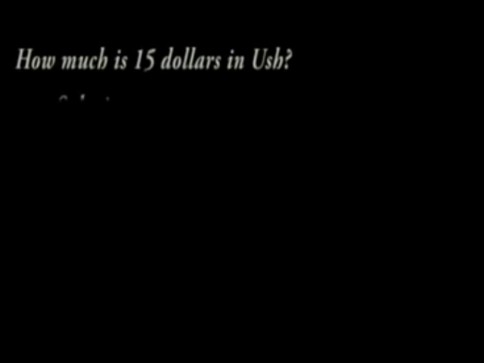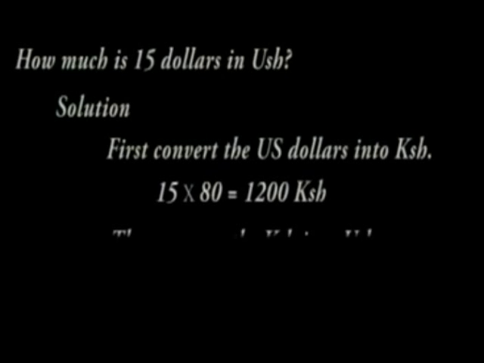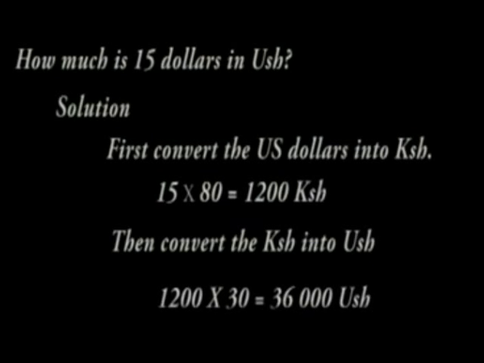In the solution, we first convert the US dollar into Kenya shillings. So we have 15 times 80, which gives us 1,200 Kenya shillings. We then convert the Kenya shilling into Uganda shilling. 1,200 times 30 gives us 36,000 Uganda shillings. You realize we needed to first convert the dollar into Kenya shillings, since we do not have a direct exchange rate between the dollar and the Uganda shilling.